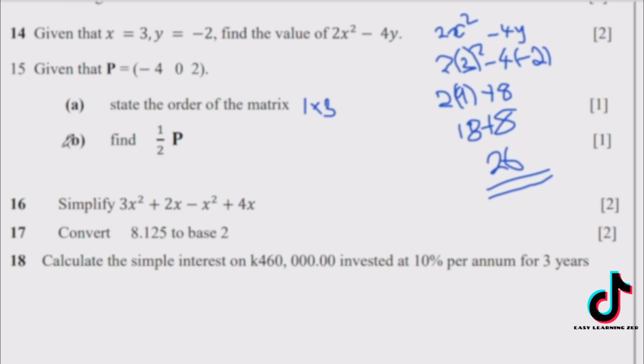We come to 15b, find 1 over 2 p. So we know that p is that, so we can say 1 over 2 multiplied by the matrix negative 4, 0, 2.